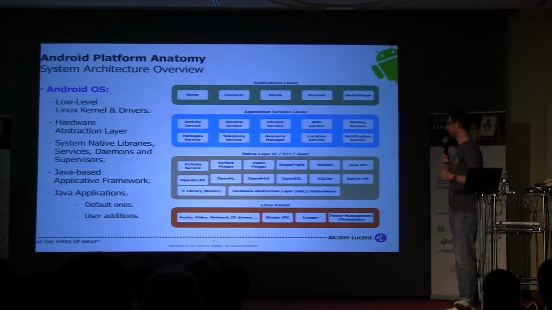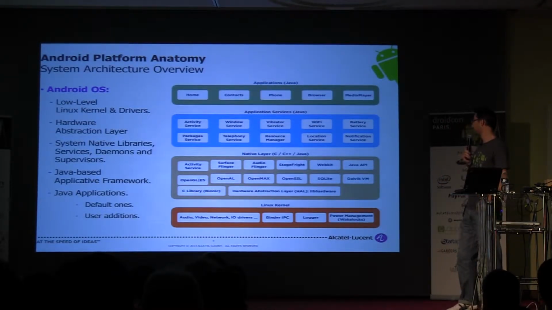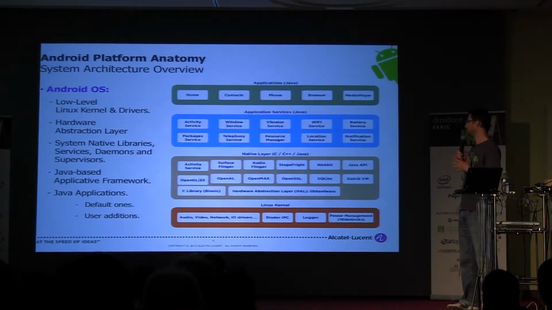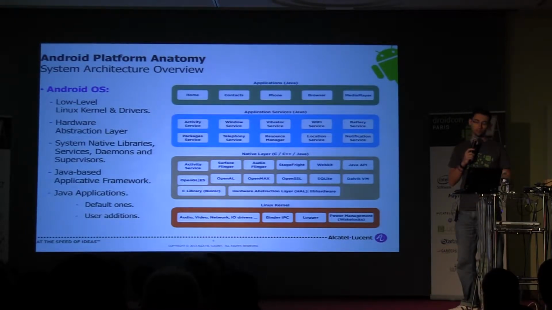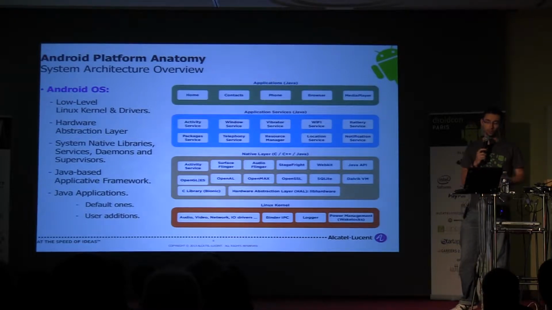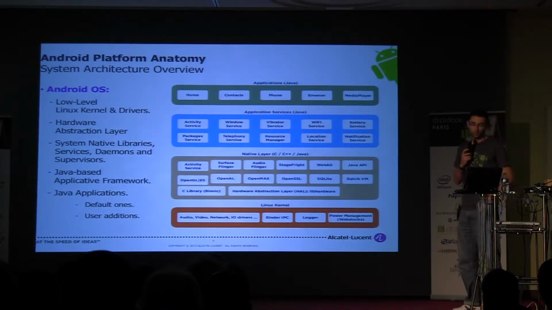So I guess that you're pretty much familiar with this diagram. It just shows you a big architecture overview of Android. So, of course, at the really top of that, you see different Java applications, so the home application, the contacts, the phone, the browser, and of course, all the applications that you guys actually develop.